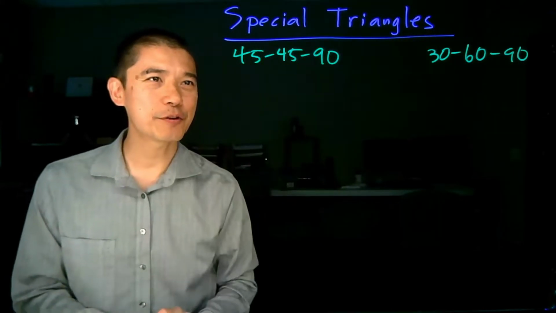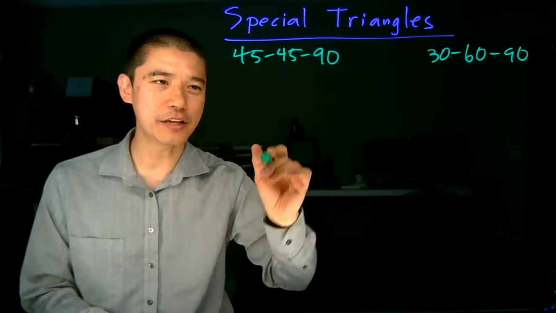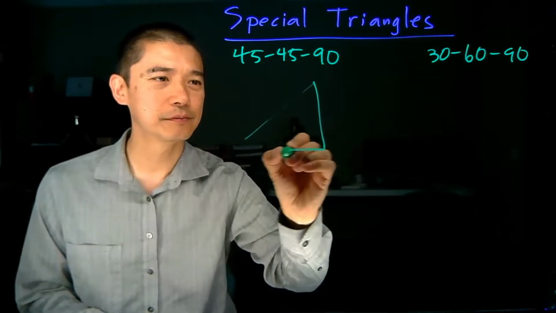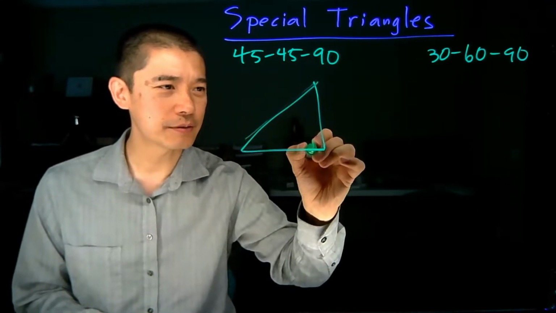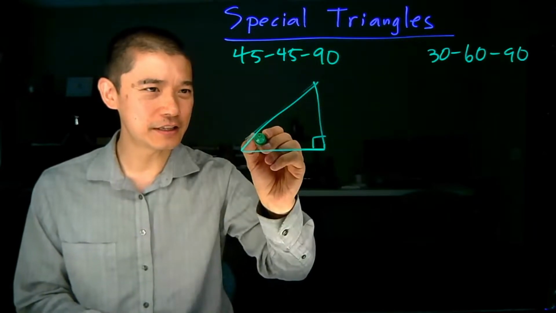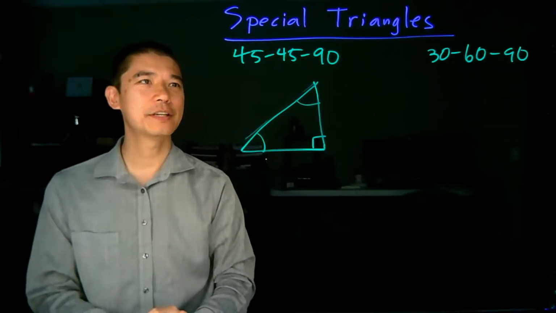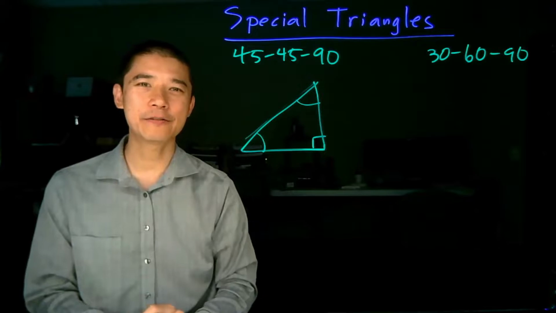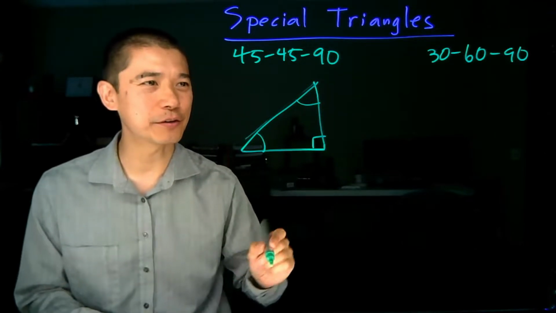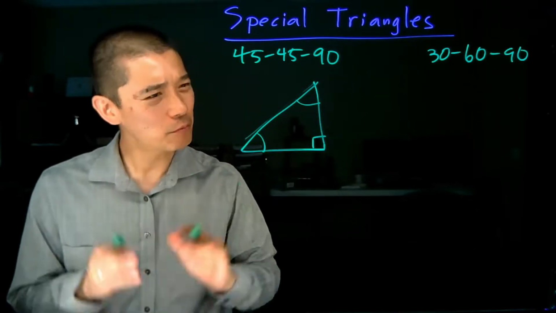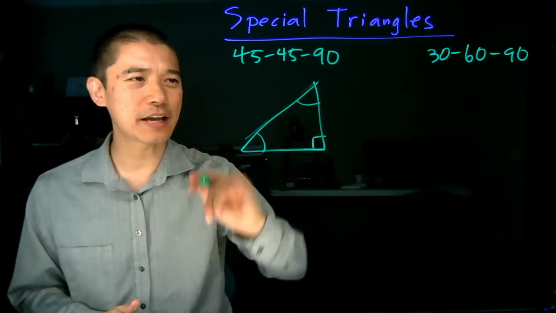Now these numbers, 45, 45, 90, correspond to the angles of the triangle. So in this case, we have a right angle here, that's our 90, and these two angles are both 45 degrees. And you'll notice that they add up to 180 degrees, as they should, because these are triangles. And so from this, what we're really interested in are the lengths of the sides.